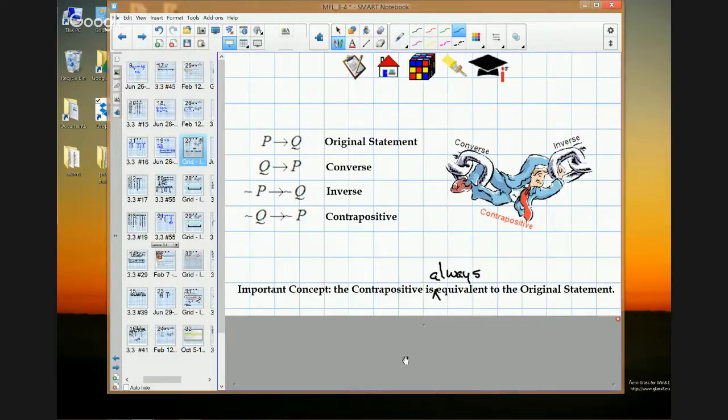I know this is corny, but let's use this as an example. If it rains outside, then the sidewalk will get wet. So in other words, P is it rains outside, and Q is the sidewalk gets wet. Okay, so there's our original. If it rains, then the sidewalk will get wet. Okay, what's the contrapositive? If the sidewalk didn't get wet, then it didn't rain. Can you tell that those two statements say the same thing?